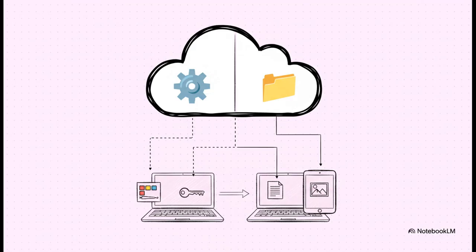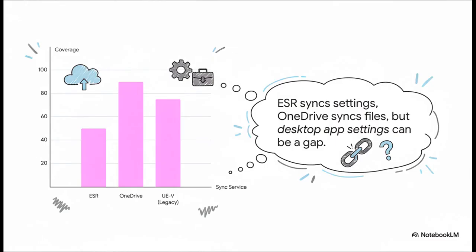So, on one side of the coin, you have Enterprise State Roaming, or ESR. Think of this as the service that syncs all your core settings, your Windows theme, your saved passwords, your language preferences. And on the other side, you've got OneDrive. Its job is simple: sync your files. Together, they give you that consistent, seamless experience, no matter what machine you're on. So let's recap. ESR is handling your Windows and modern app settings. OneDrive has your user files covered.